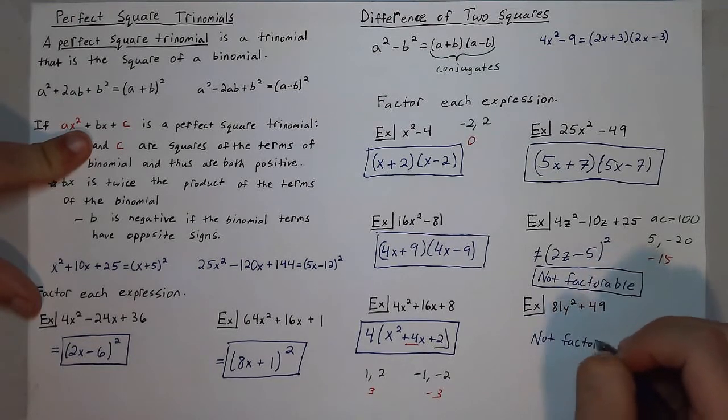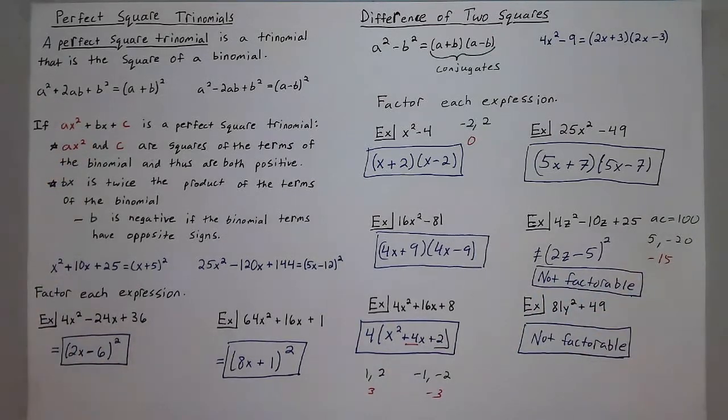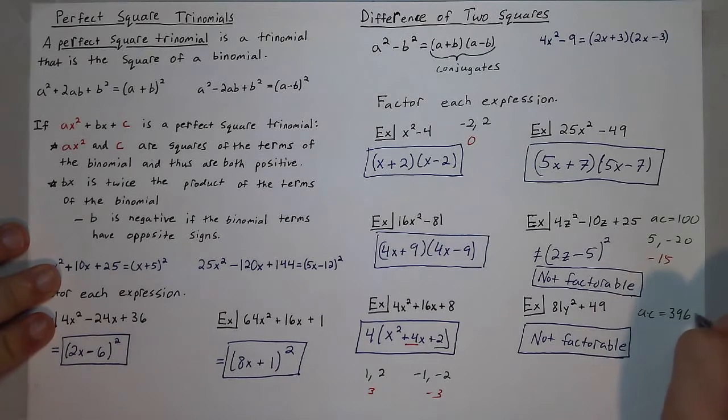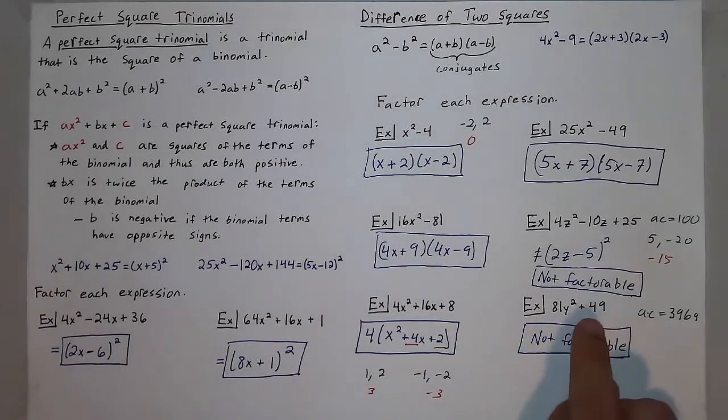And for further proof that this is not factorable, we could multiply 81 times 49 and try to do the A times C approach, and you'll get 3,969. But again, there's not going to be any two factors that when I add them together give me 0, because I have to make a positive number instead of a negative number like you saw earlier. And that's why this situation will not be factorable. This is actually a situation called sum of squares, which will be discussed in a later lesson. And that is perfect square trinomials and difference of two squares.